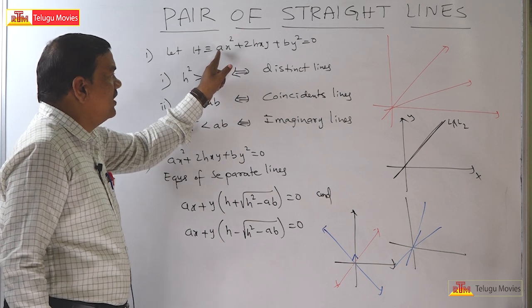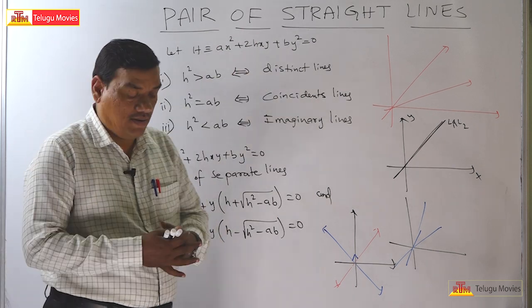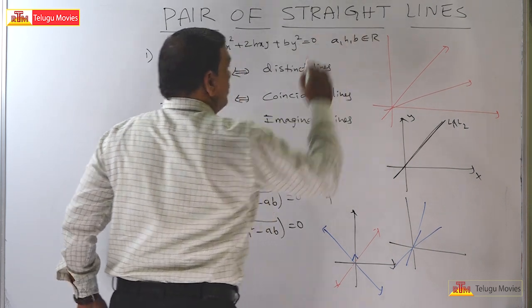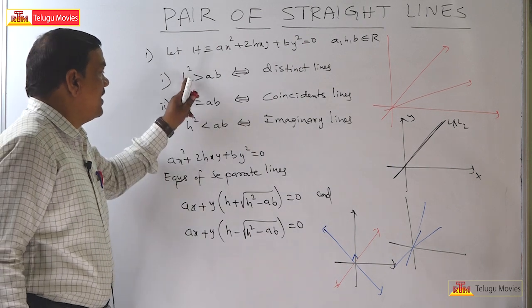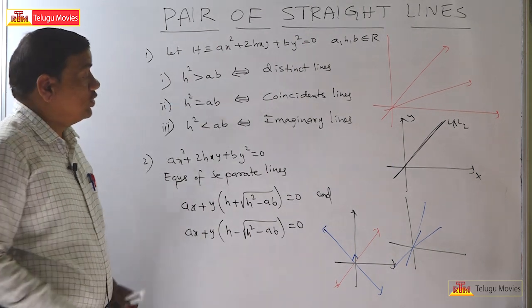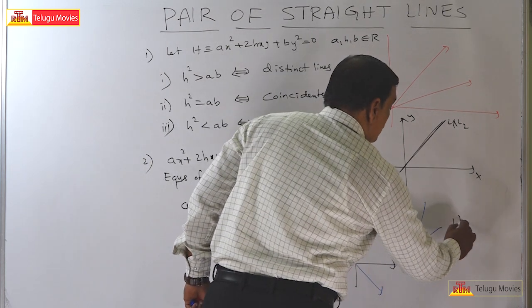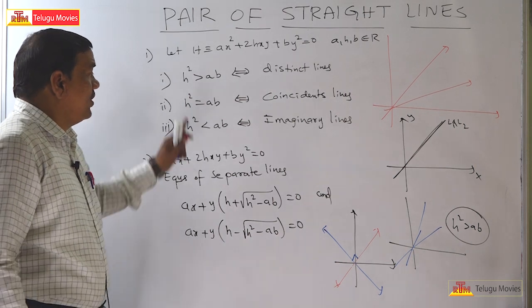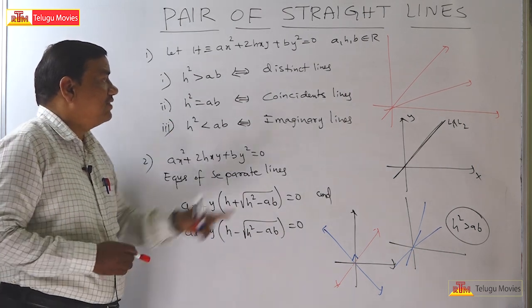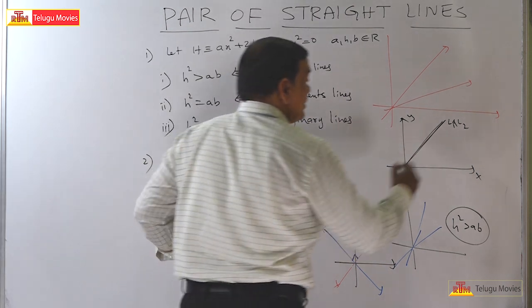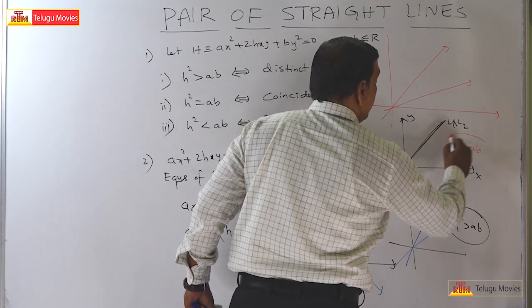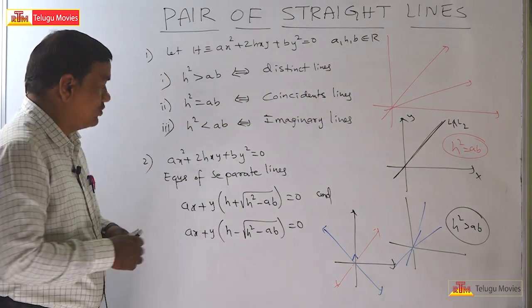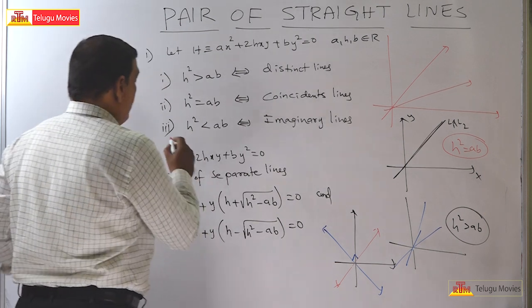Here we already said that a, h, b are real numbers. If h square is greater than ab, the two lines are distinct. So the condition is h square greater than ab. Next, if h square is equal to ab, the lines coincide. So this is the condition, h square is equal to ab. The next one is one more condition, that is the fourth one.